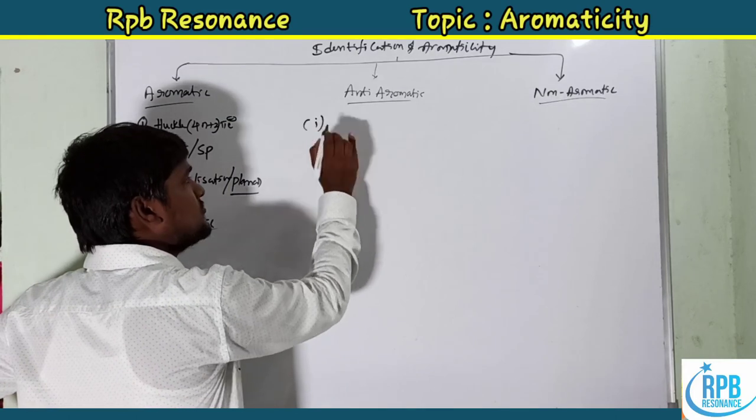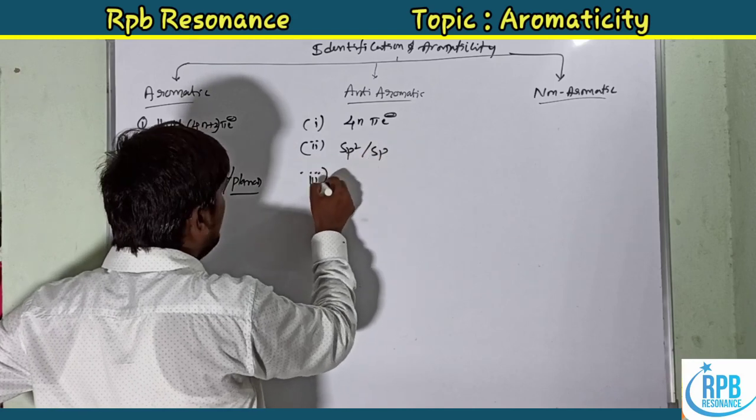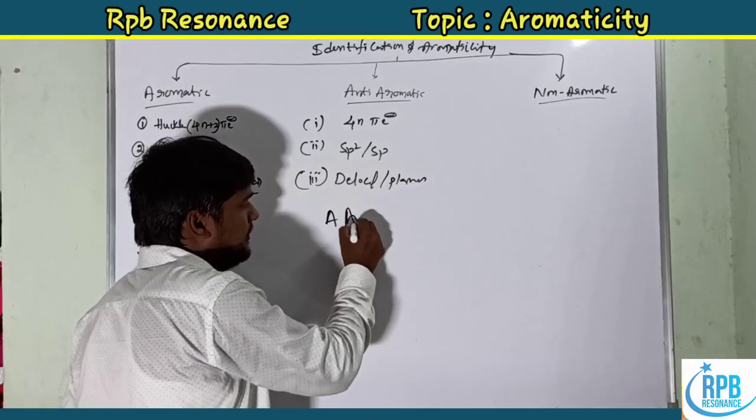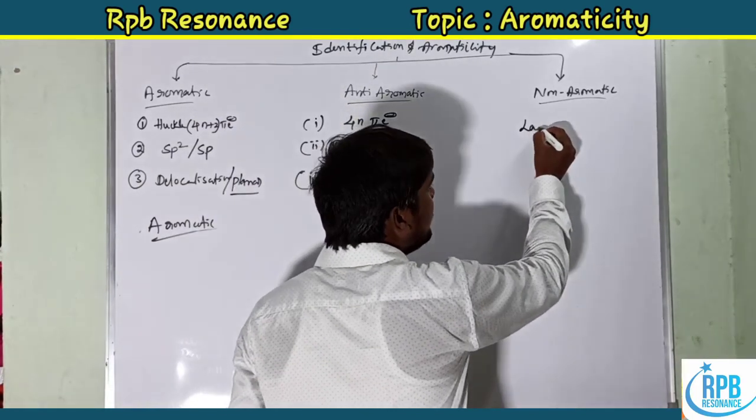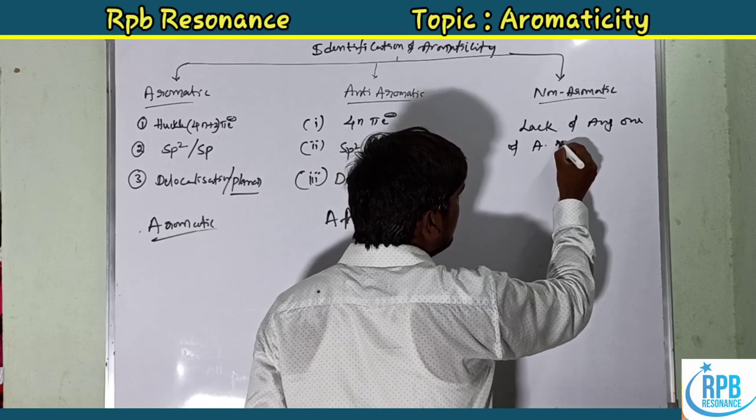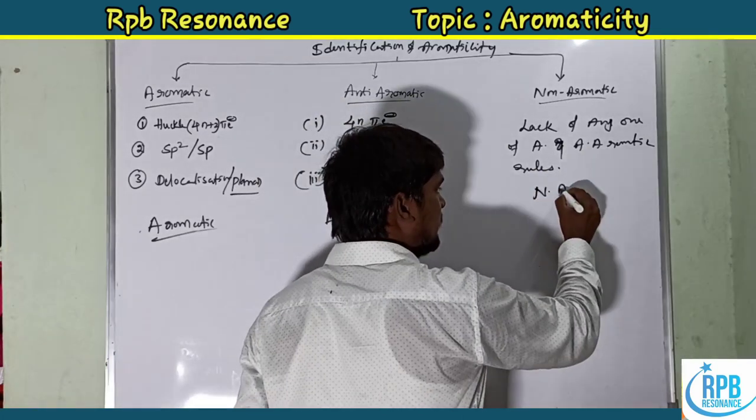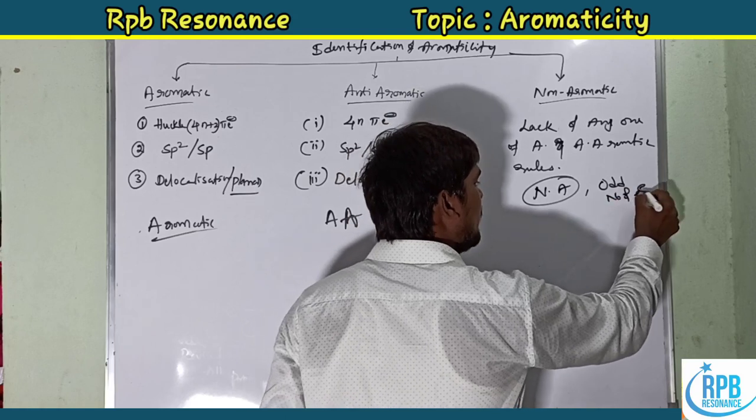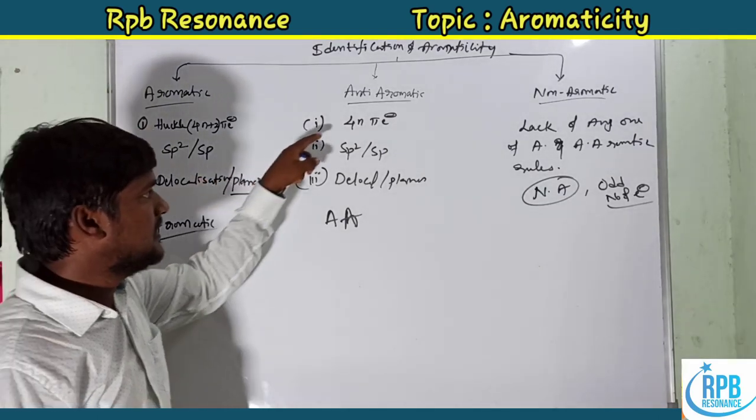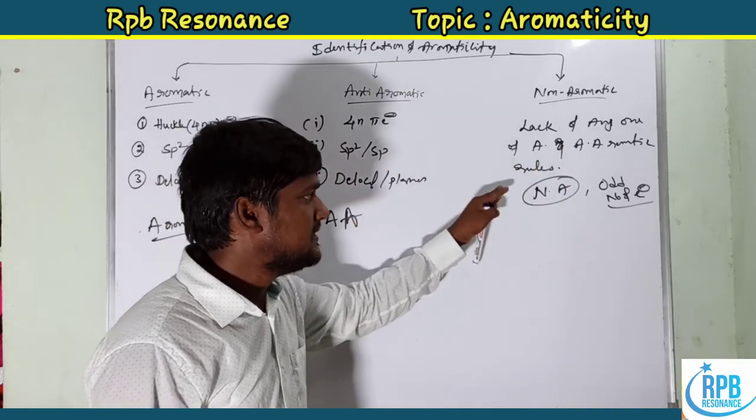Now in case of anti-aromatic, the first rule is deviated, that means 4n pi electrons, Hückel 4n. The second and third are the same: sp2 or sp, and delocalization as well as planarity. Then it is said to be anti-aromatic. Now let's move on to non-aromatic. Lack of any one of the aromatic and anti-aromatic rules, then it is said to be non-aromatic. Even an odd number of electrons is also a non-aromatic case. Okay, so these are the three cases: one is the system with 4n plus 2, sp2, delocalization; another is 4n pi, sp2, delocalization. Lack of any of the aromatic and anti-aromatic rules, then it is said to be non-aromatic.